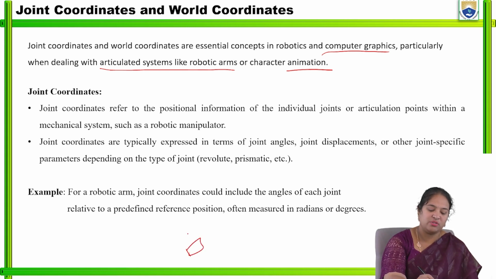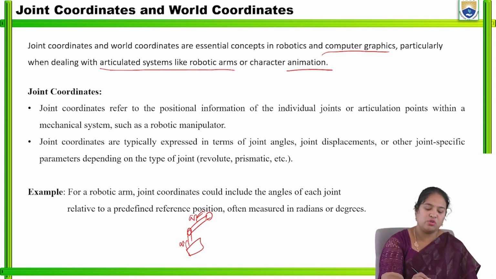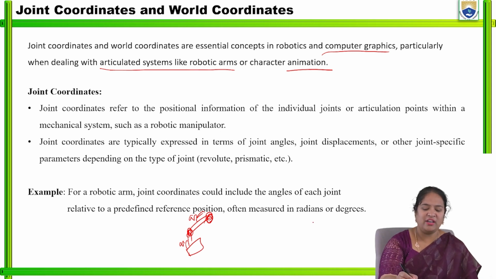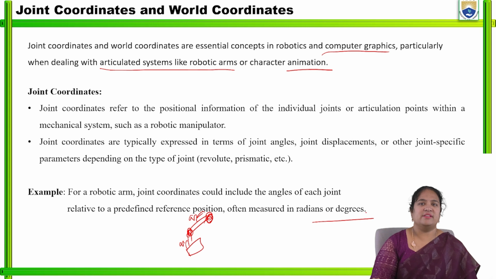From the base to the joint, here we have one angle Q1. Again, from joint 1 to joint 2, we have some angle Q2, right? So these are called joint coordinates. These joints, which include some angles with reference to the joint, are known as the joint coordinate, which are relative to the predefined position, where it is taking some radius, some particular degree of movement. So that is known as the joint coordinate.